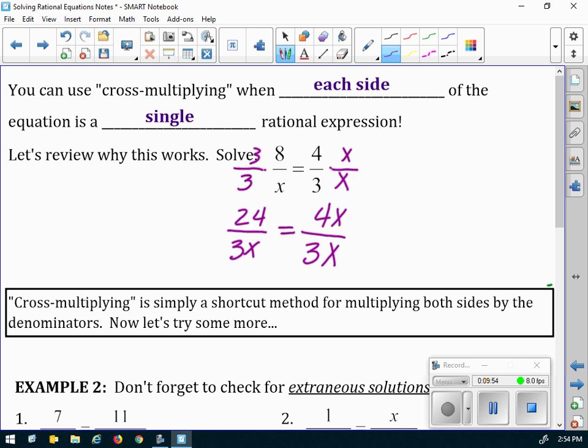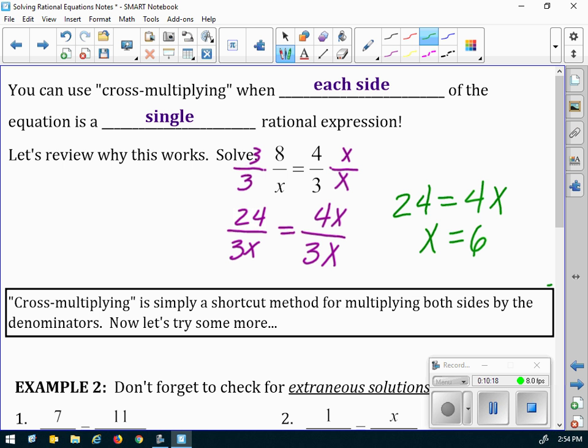Now, I need you to think about something right here. This equal sign means those two fractions are the same, right? Well, the denominators are already the same. So what has to be true about the numerators? They have to be the same too, so 24 has to equal 4x, so x has to equal 6.